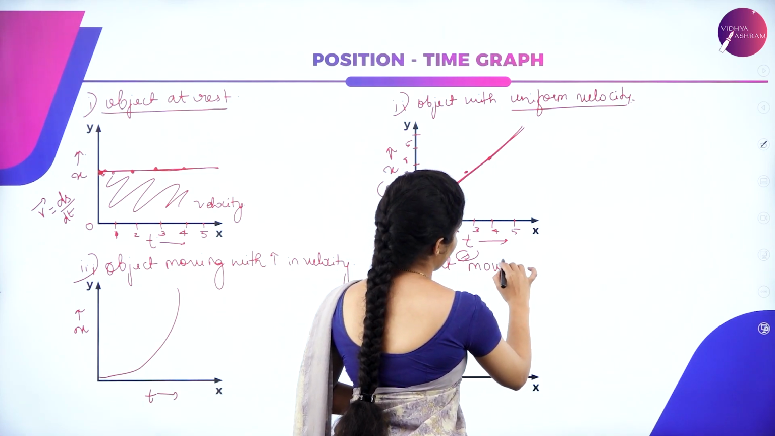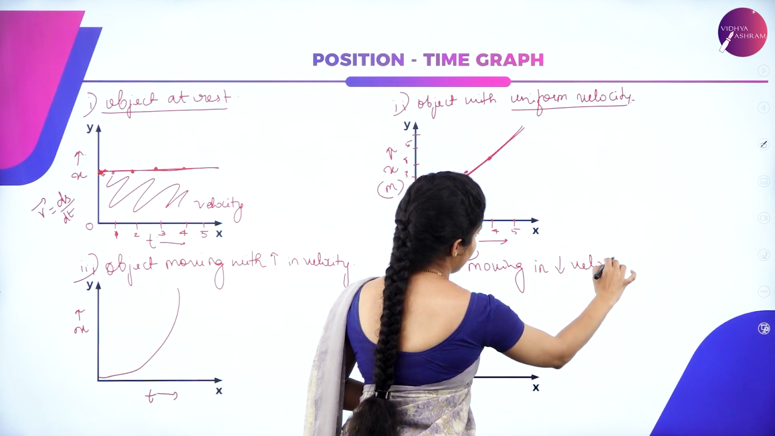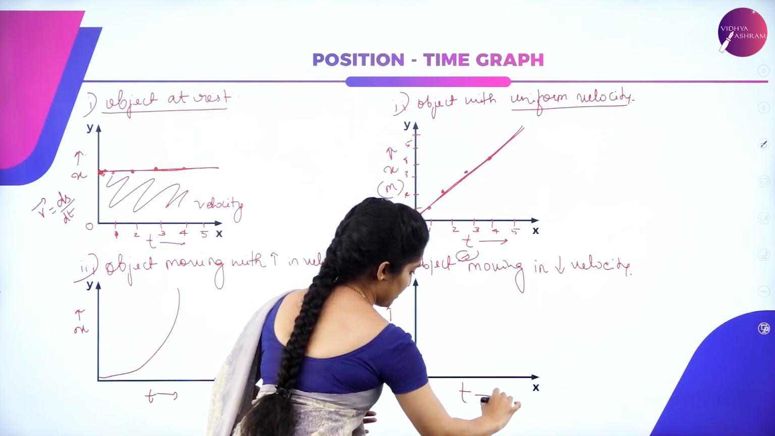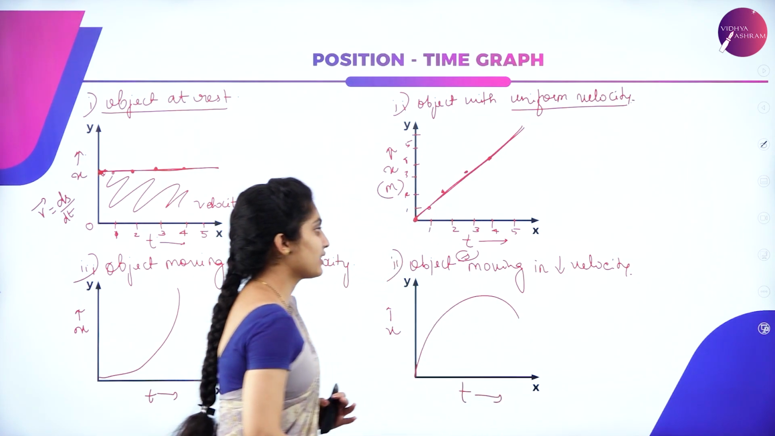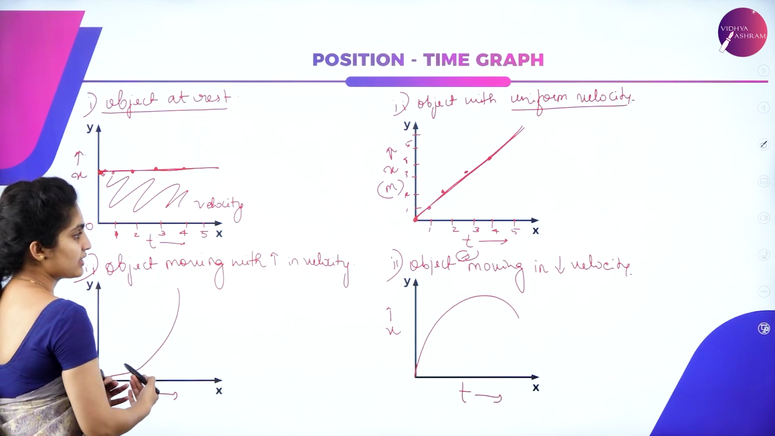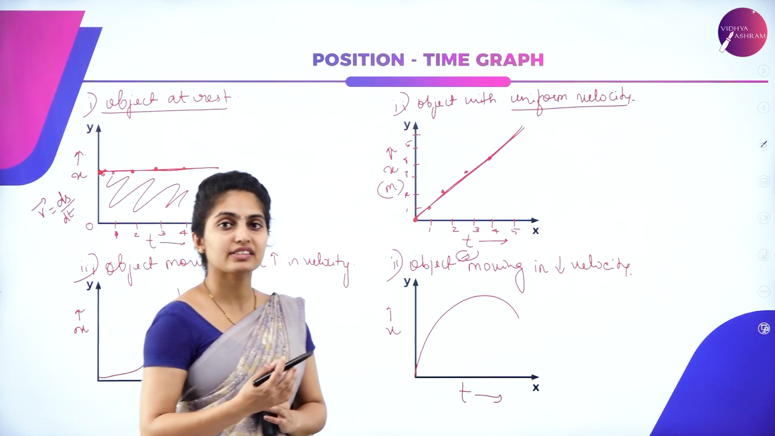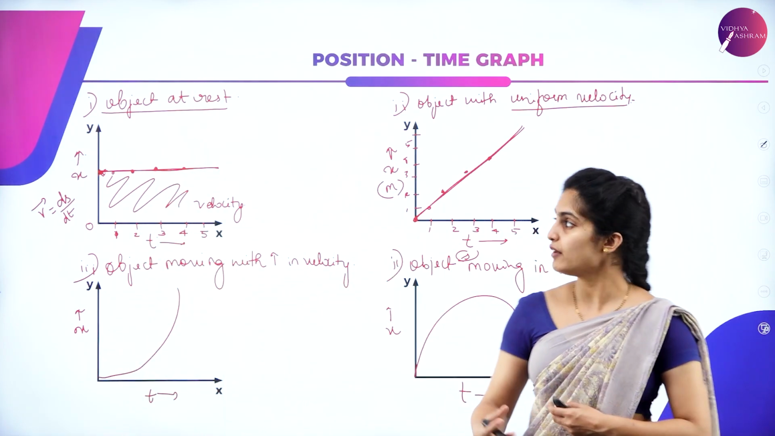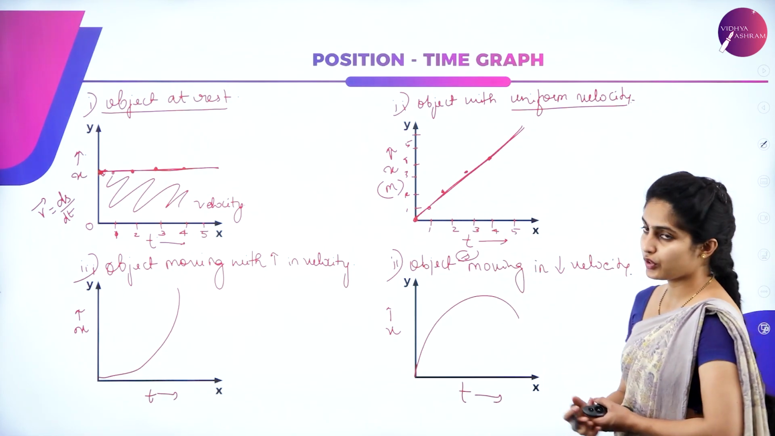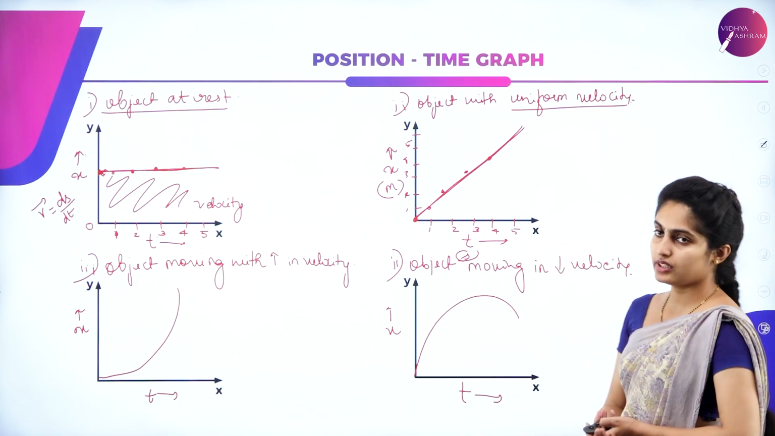And next you have object moving with decreased velocity. Which means x in meters, t time in seconds, and this is the decreasing path. So you can say that it is having acceleration. Here you can say that it is having deceleration. This is how exactly you plot the graph when the object is at rest, with uniform velocity, with increased velocity, with decrease in velocity.